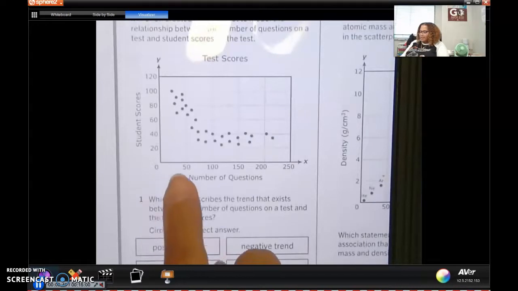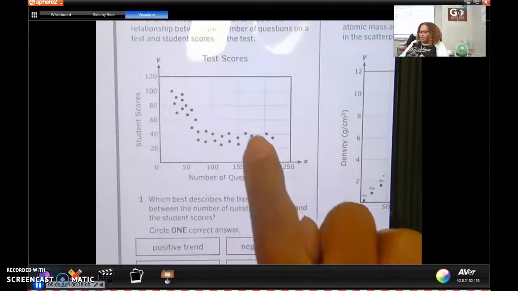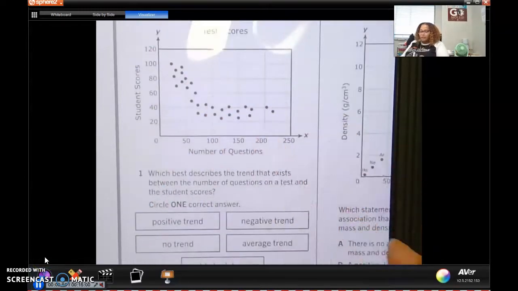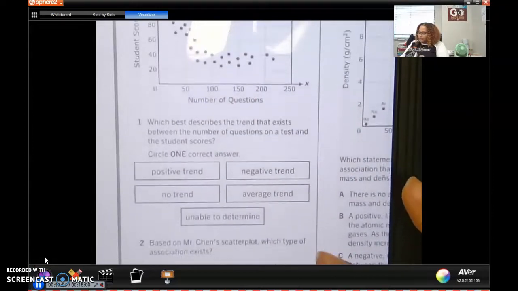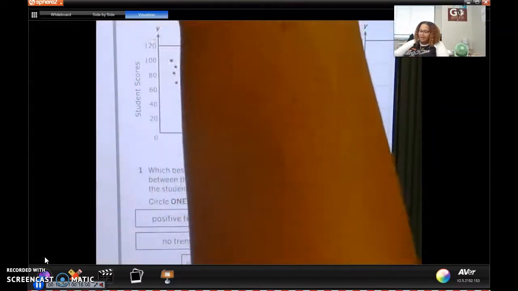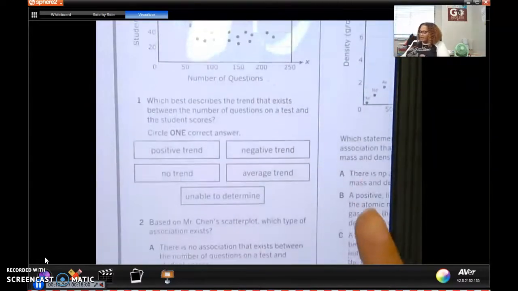Well, it looks like as the number of questions goes up, the scores are going down. Okay, the more questions there are, the tighter you get. So this is going downwards. Now, it says, based on Mr. Chen's scatter plot, which type of association exists. You got to be careful here because it's still kind of going down, but it also curves. But if I could put a line there and it follows a downward pattern, then we could semi-call that linear. And I'm going to give y'all that answer because that one's kind of tricky.